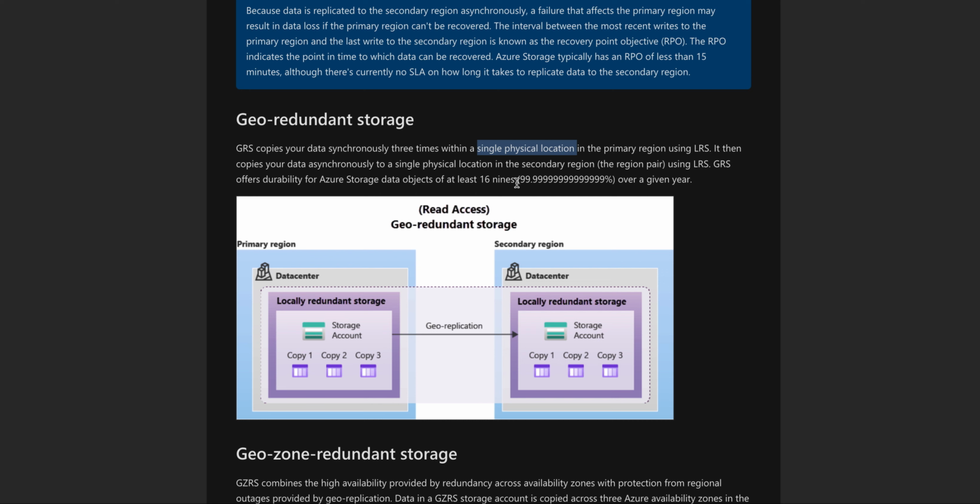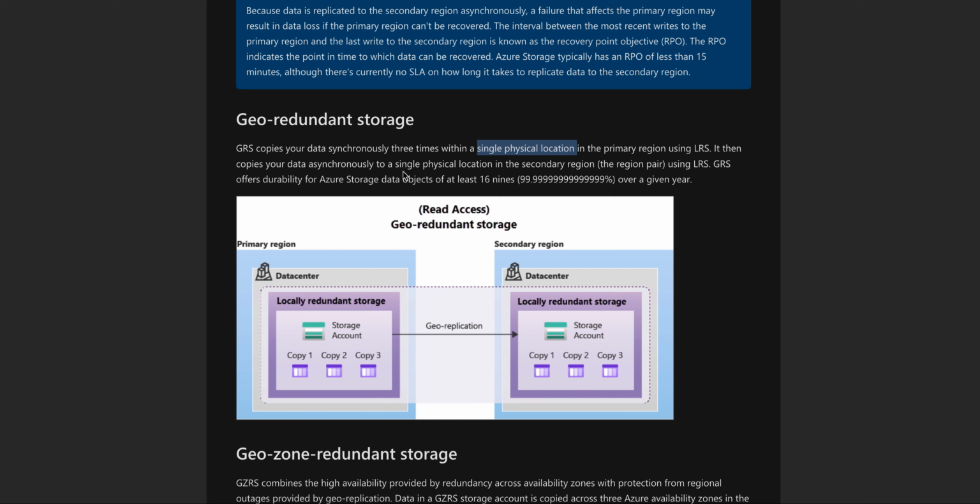GRS copies the data synchronously 3 times within a single location in the primary region using LRS. Then it copies the data asynchronously to a single physical location in the secondary region, the region pair, using LRS. So the key terms are single physical location, asynchronous and synchronous.